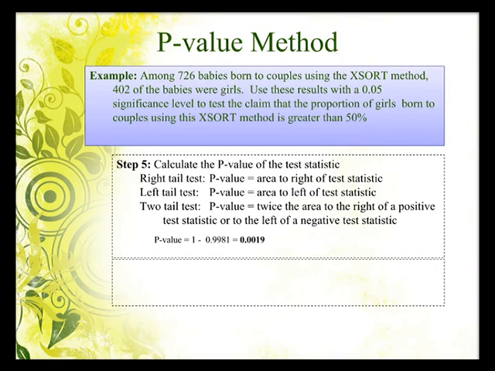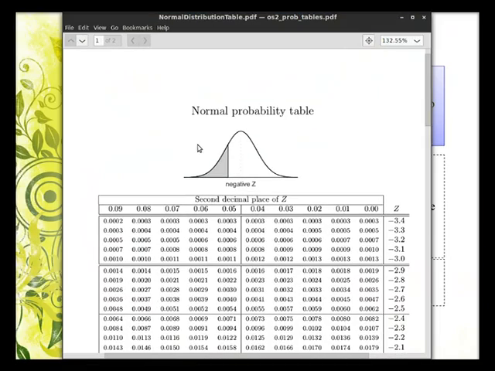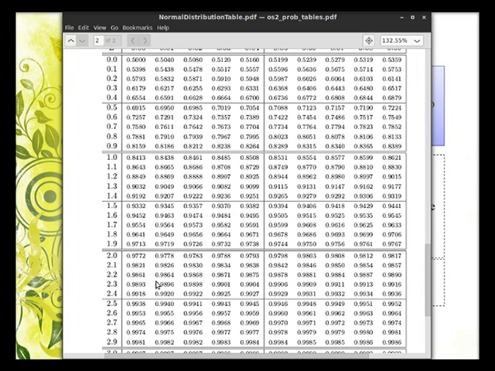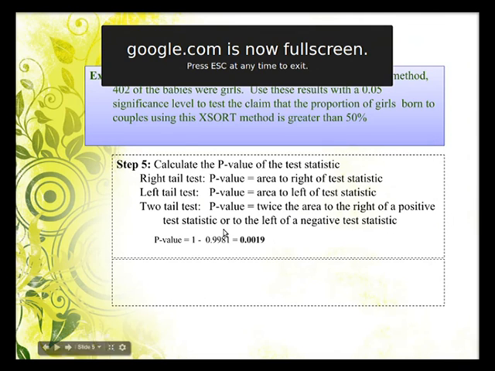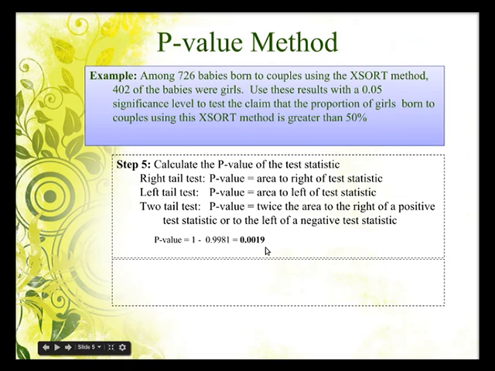So in this case, the p-value is 0.0019. So how did we get that? We had to look up 2.89 in our z-score table. That is our normal probability table. So 2.89 got me 0.9981. So 1 minus 0.9981, since I want the area to the right, gives me 0.0019.